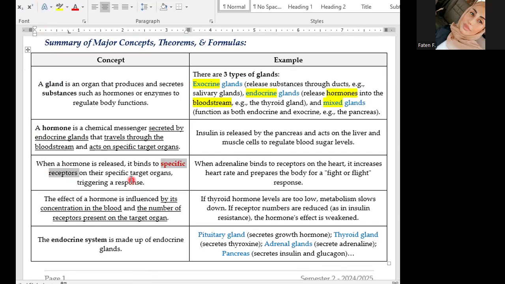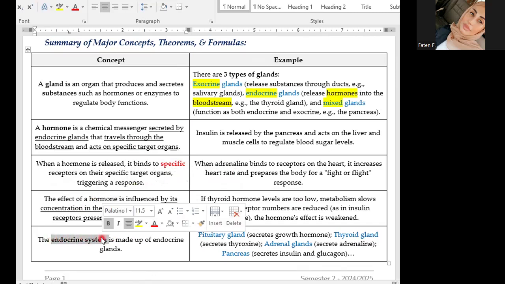The effect of a hormone, or the intensity of the response: it's not enough that the hormone is released, there must be a response from the target organ. This target organ, the intensity of its response, its strength, depends on two factors. The first factor is the amount of hormones released, and also the number of receptors that this target organ has for this hormone. Okay? So hormones are released by endocrine glands.